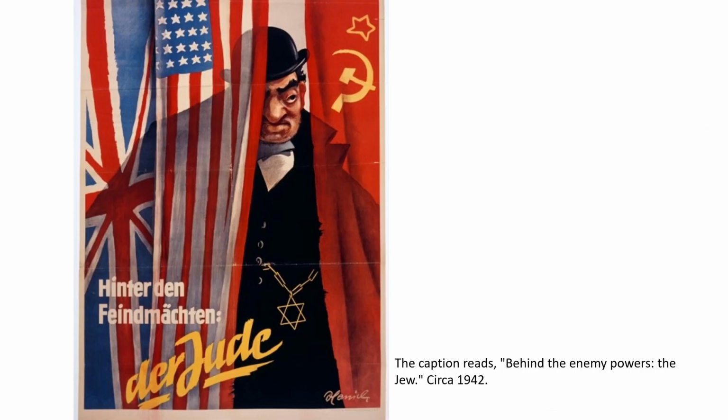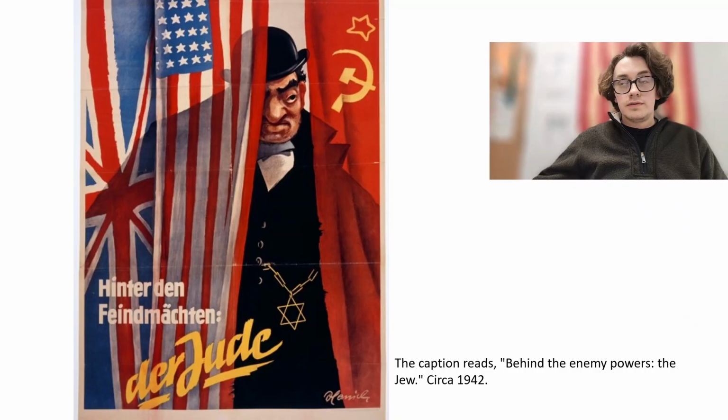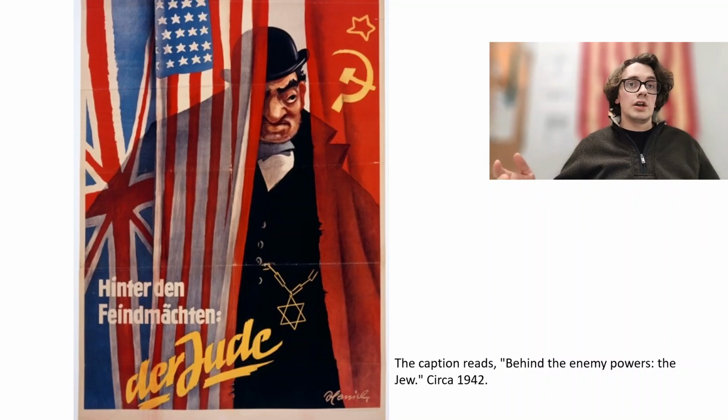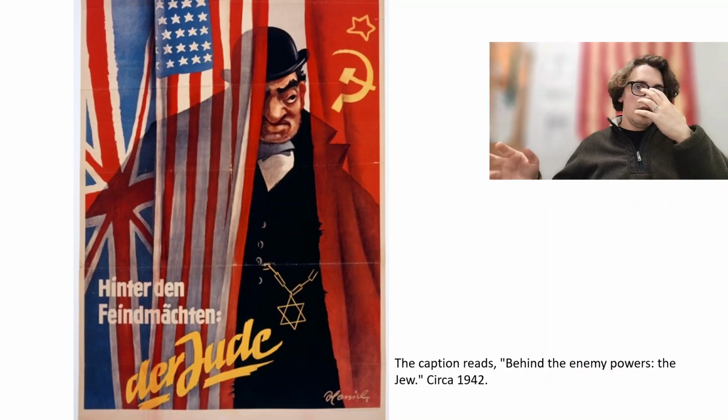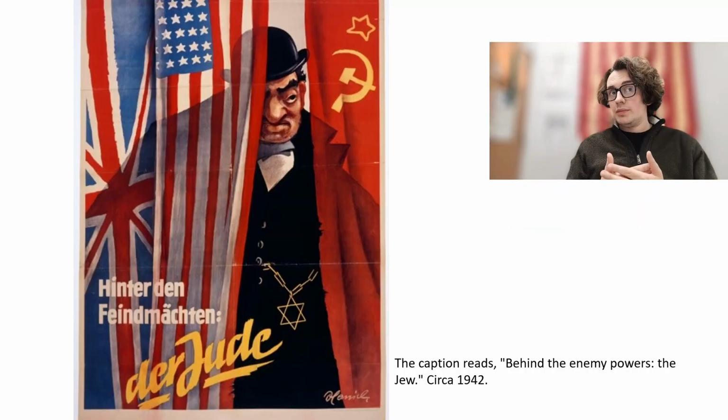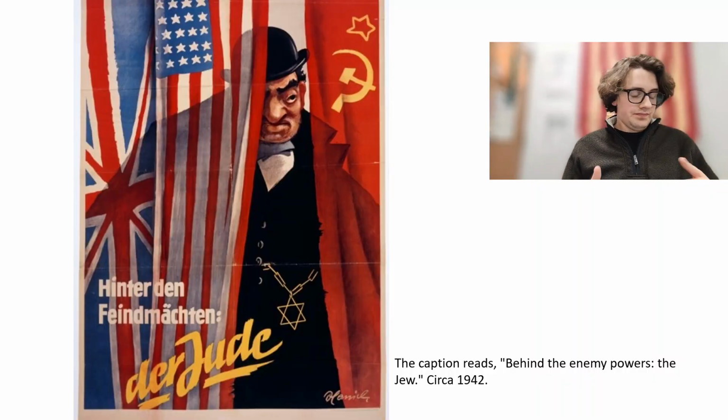This political cartoon right here is a pretty good description of the attitude towards Jews under the rhetoric of Adolf Hitler. So right here, you can tell this is a Jewish gentleman. Go ahead, pause, break it down, think through what it means. So here in back, we have a Jewish gentleman, and notice what flags he's behind. He's behind the American flag, the British flag, and the Russian flag. The caption reads, "Behind the enemy powers, the Jew."